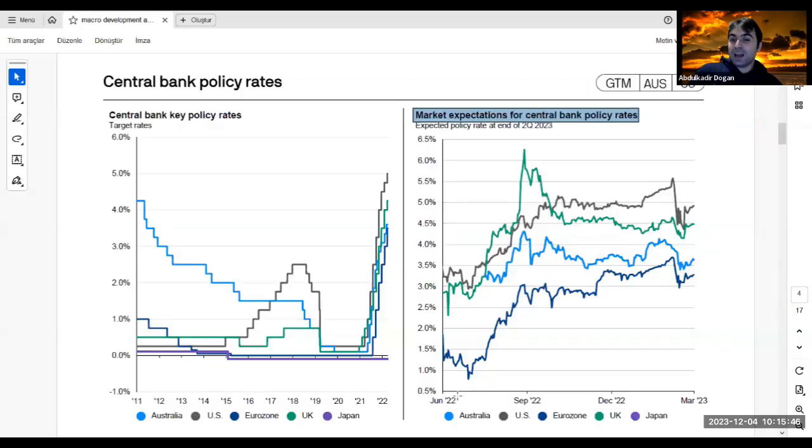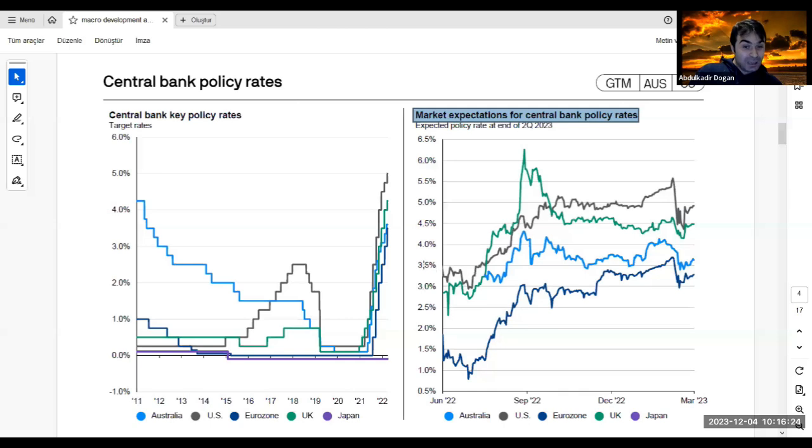But here we have a time series. Let's say for the Eurozone, if I look at the picture, the targeted interest rate in mid 2022 will be around 1%. But if I look at the Eurozone map for March 2023, it will be around 3.5. For the United States, in June 2022, the target market expectation is 3.5, but when I come to March 2023, it will be around 5.5.